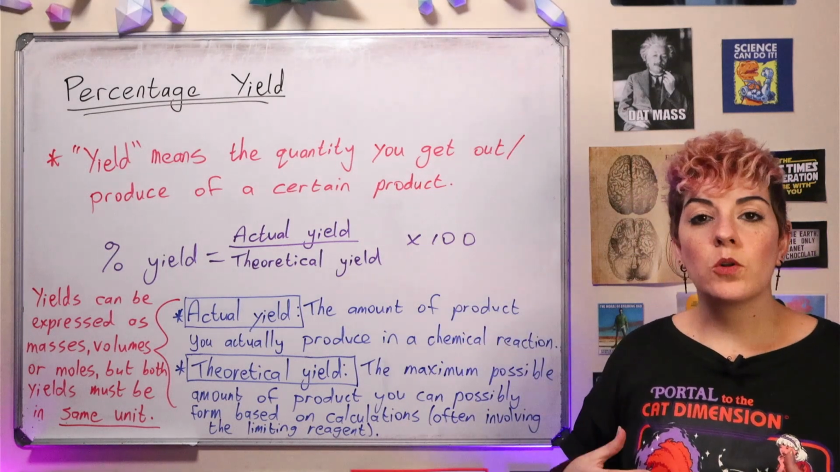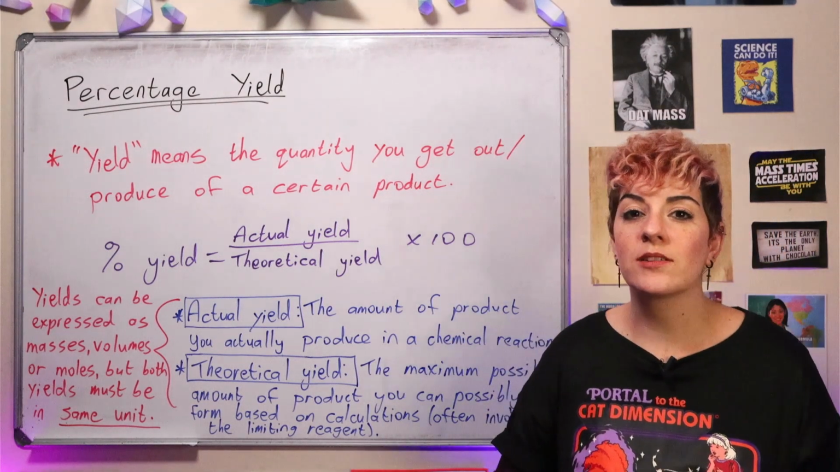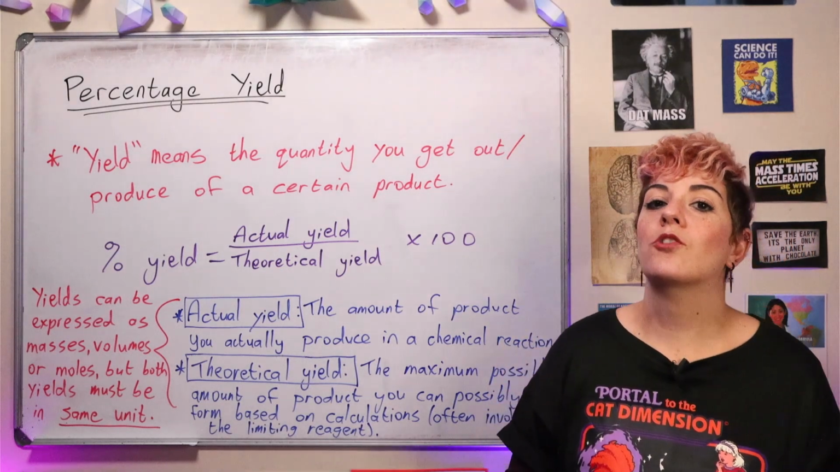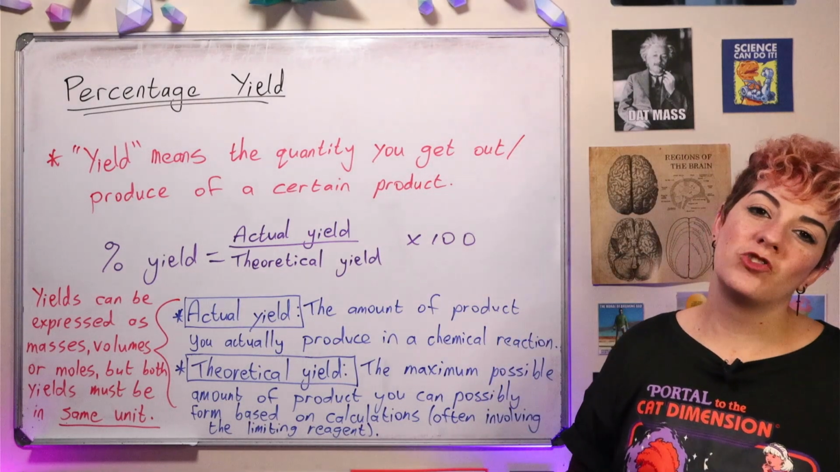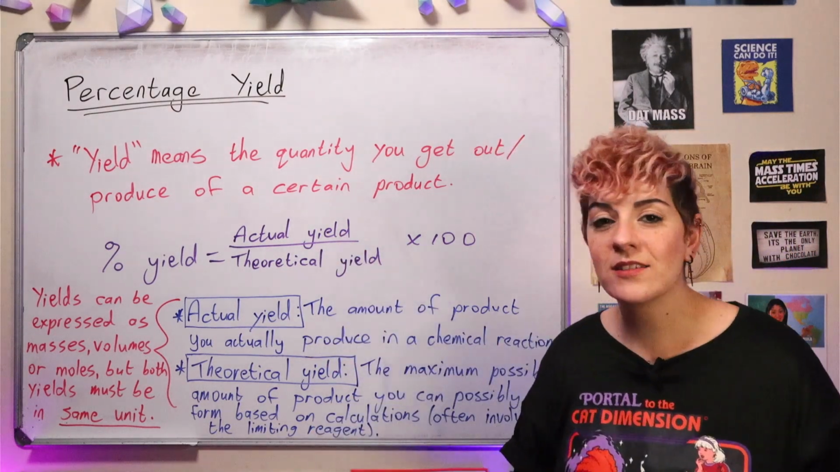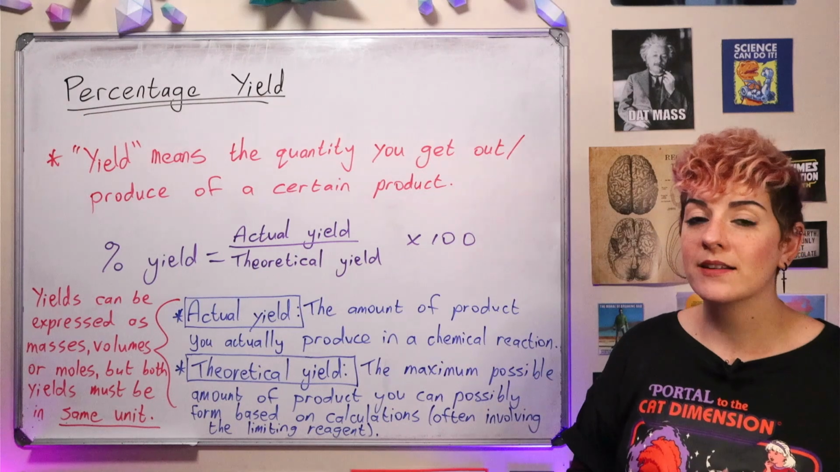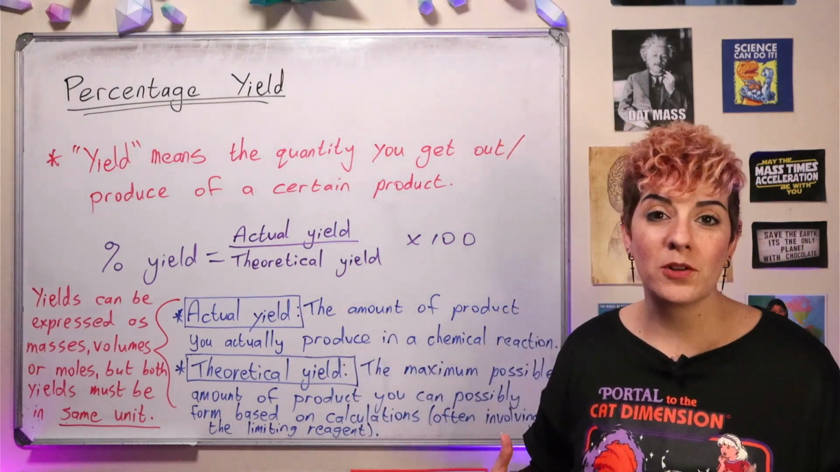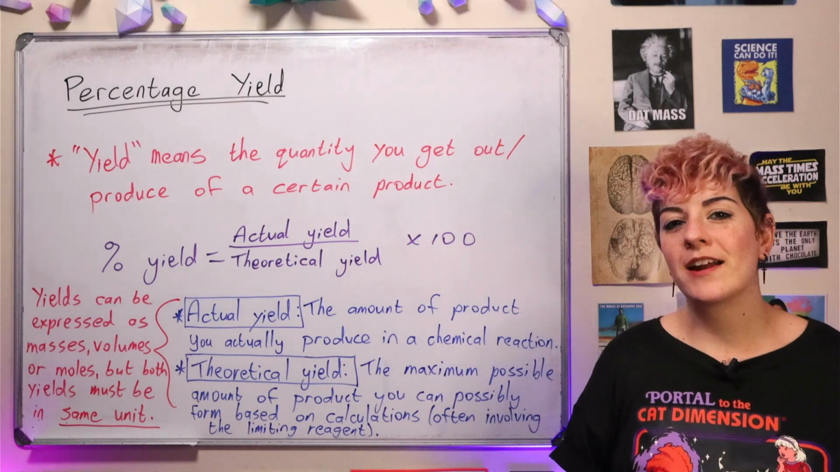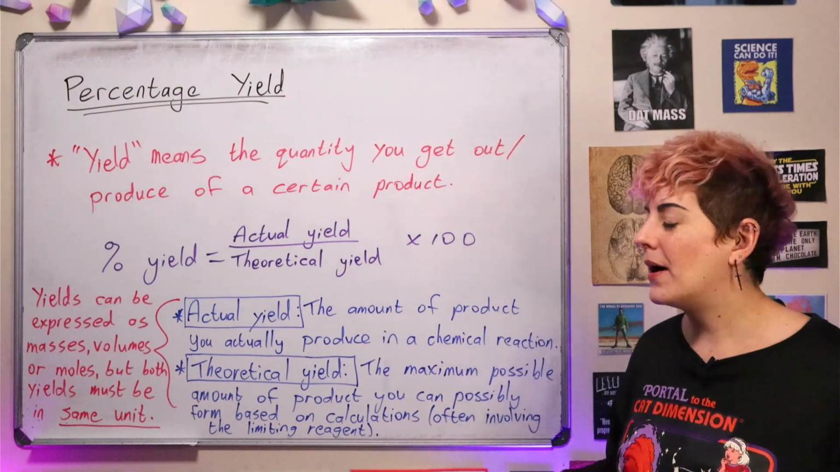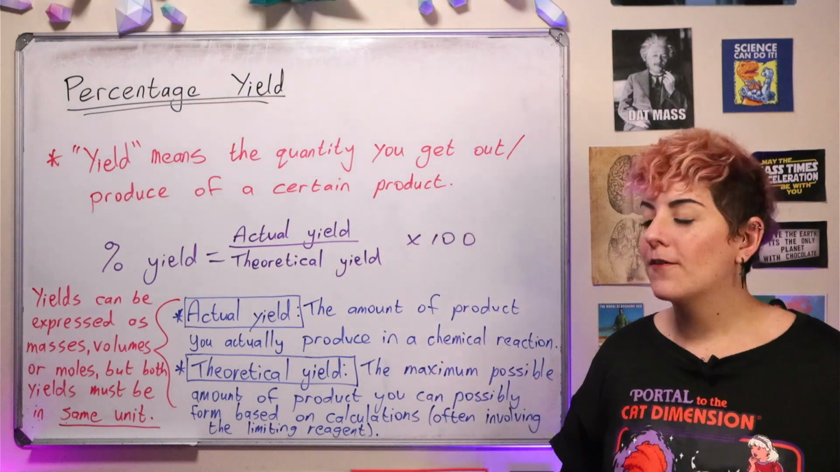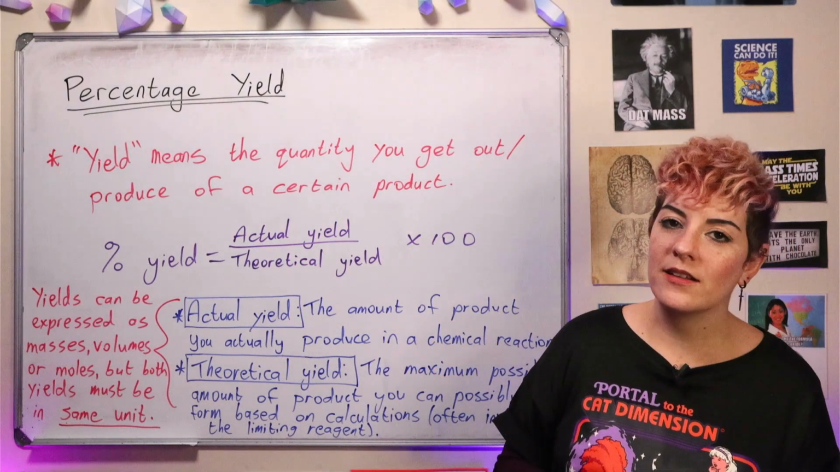Okay? Now, you will always be calculating percentage yield for a specific product in your chemical reaction. To get the percentage yield of a certain product, you take the quantity you actually got, your actual yield of that product, divided by the maximum possible quantity, the theoretical yield that you calculated for that product, and then you multiply that by 100. Okay, you'll see I've written a couple of notes for actual yield and theoretical yield again.